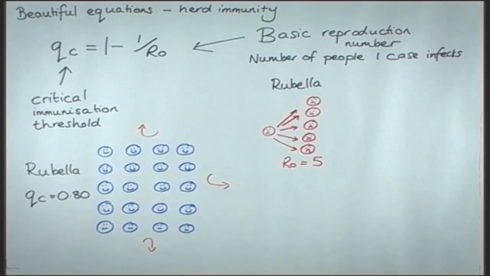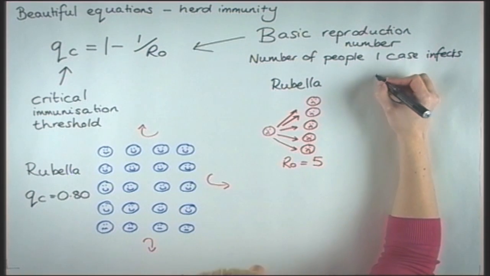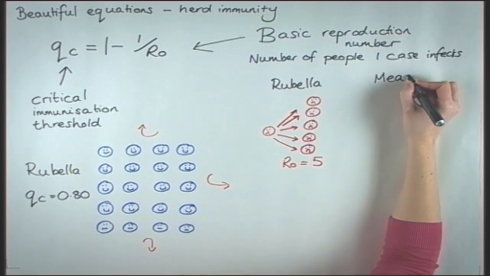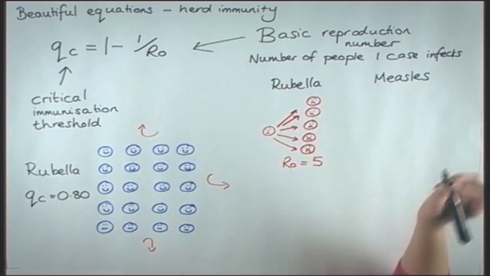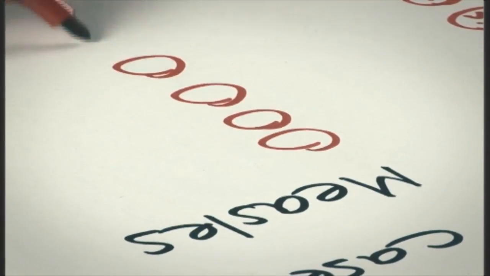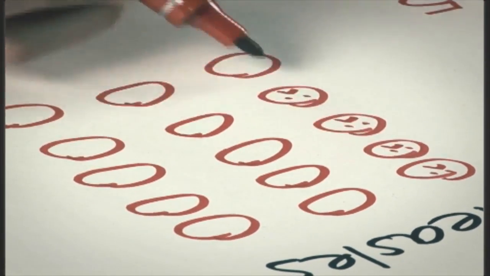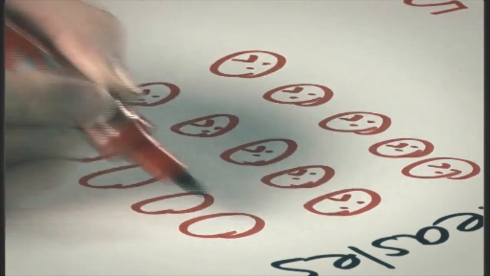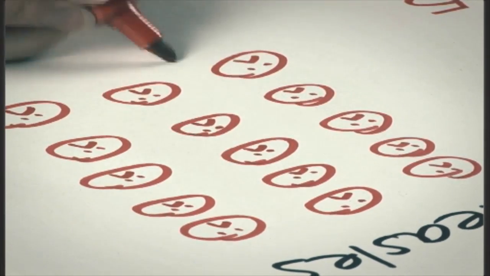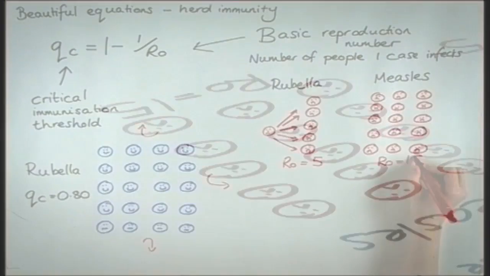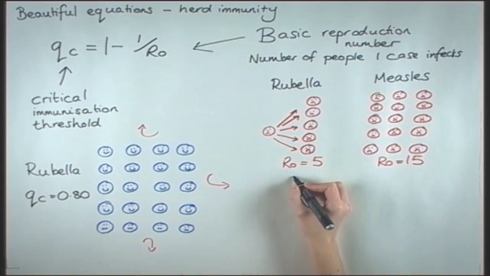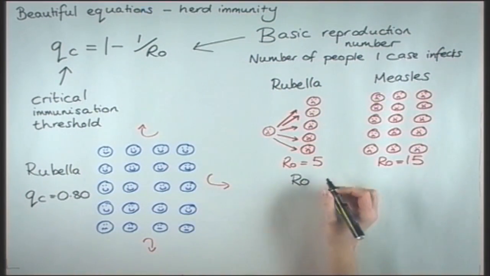All diseases are different, and some infections have lower R0s and some have higher ones. Measles, for example, has a considerably higher R0. When introduced into a naive population, each case will infect, on average, 15 more people. R0 is a critical value in epidemiology.